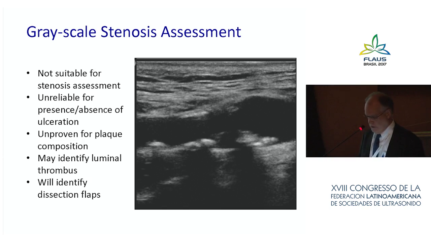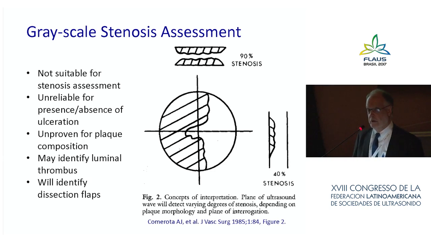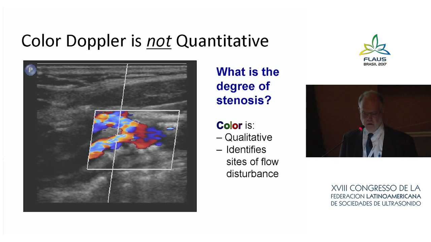The stenosis issues and concerns, I think, are pretty familiar to everyone. And when we look at a grayscale image, we're always looking at a two-dimensional view of a three-dimensional structure. And depending on which direction your ultrasound beam is passing through the blood vessel, you can get different ideas of the degree of stenosis. So grayscale for stenosis assessment is really unsatisfactory.